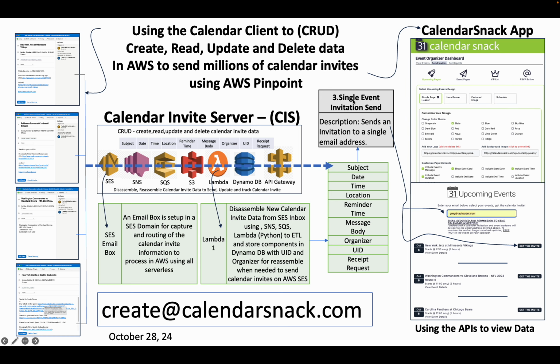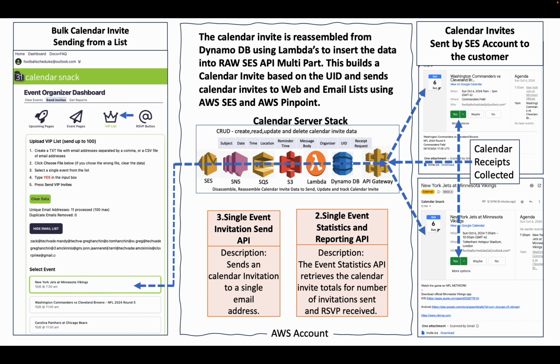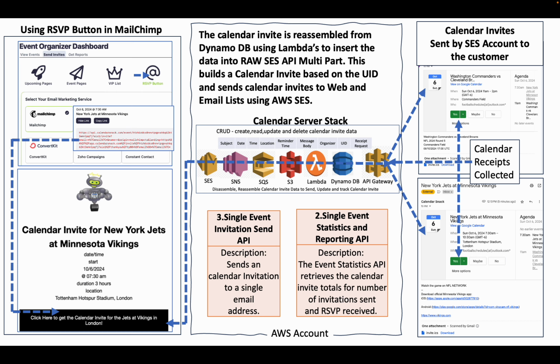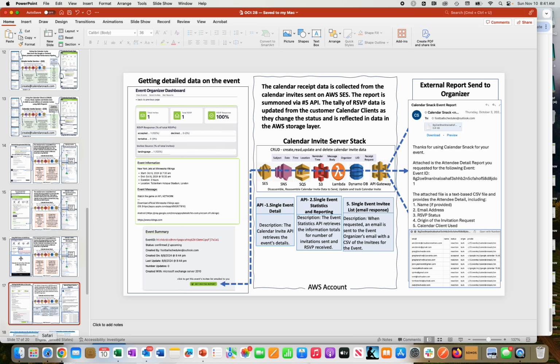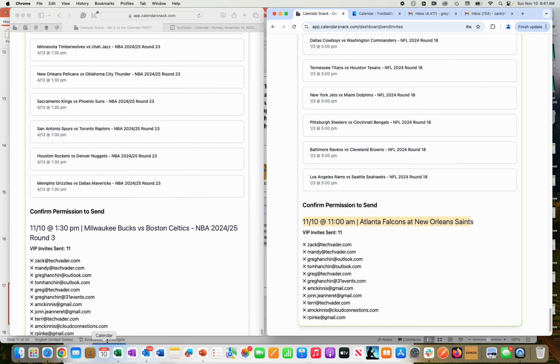So this API is a single event invitation send. And what it does, it actually sends data here specifically in this game day illustration for bulk calendar invite sending. It sent out the calendar invitations and requested the receipts, in which we actually have built this whole tech stack to, guess what, collect calendar invite data. So with that said, what I'm going to do is get back over here to the Safari and Chrome browsers for the NBA and NFL.